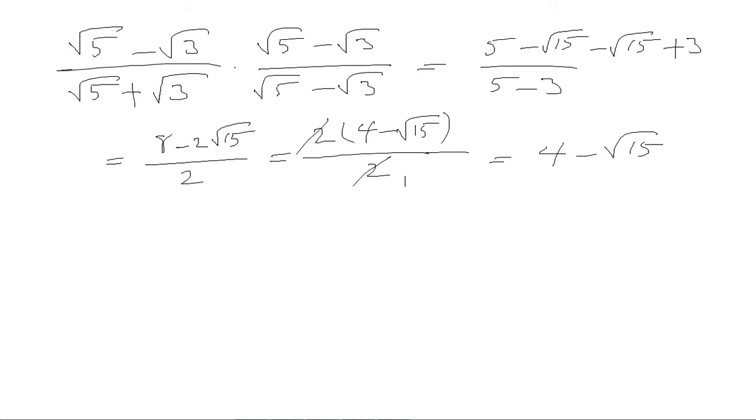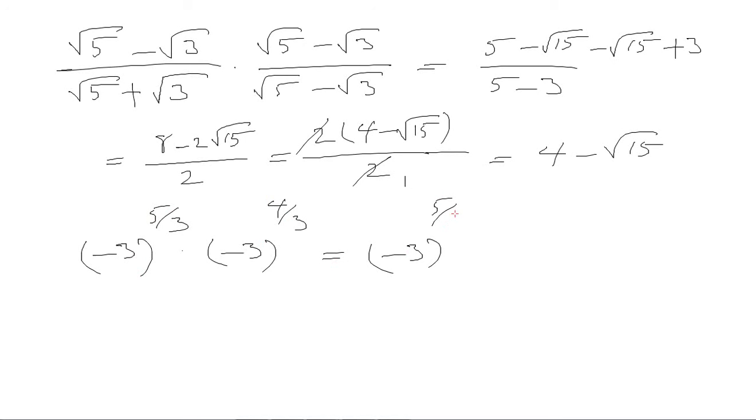Okay, some more examples. How do we simplify this expression? Negative 3 to the power of 5 over 3 times negative 3 to the power of 4 over 3. We have to use the exponent rules. We have the same base, so we use that and we add up the exponents. That gives me negative 3 to the power of 9 over 3. 9 over 3 is 3. Negative 3 to the power of 3 is negative 27.